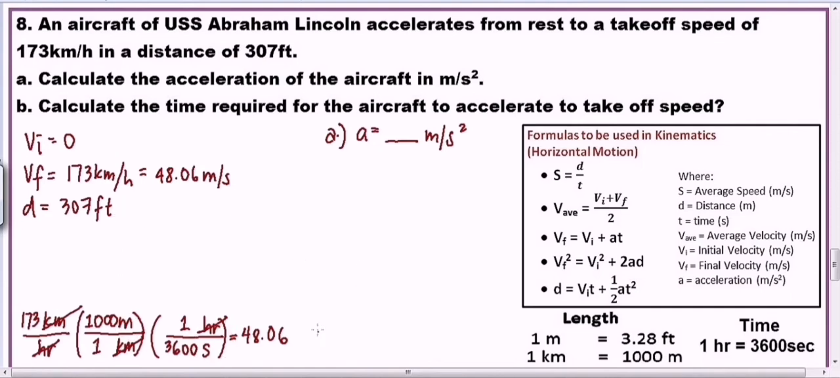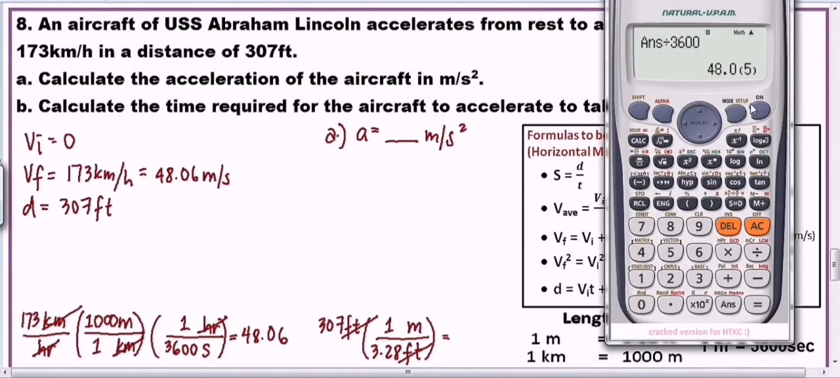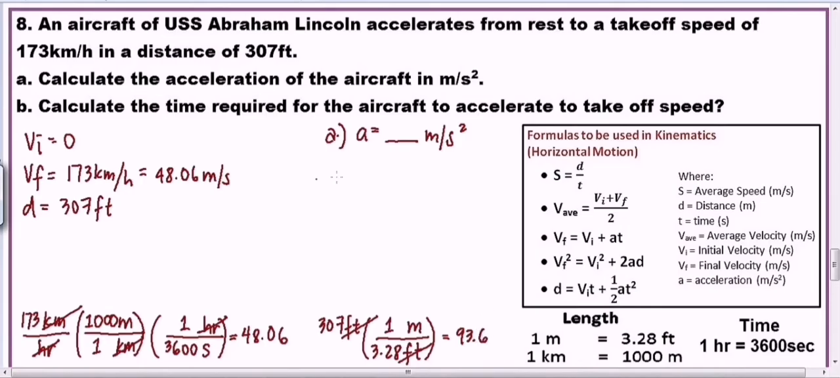Okay. And then this one, 307 feet. So, 307 feet. Okay. So, dito si feet. Gusto ko siyang maging meter. So, ito yung conversion. So, 1 meter, ang ratio niya sa feet is 3.28. So, cancel na si feet. Ayan. So, ano sila, diagonal. So, ibig sabihin divide. 3.28. Okay. So, the answer is 93.5. 6 na yan. 93.6. Okay. So, this one is 93.6 meter.